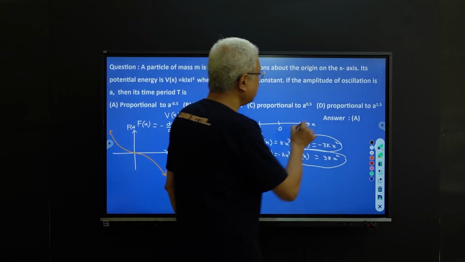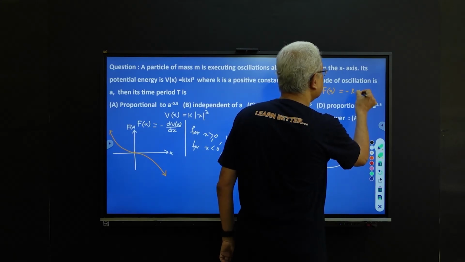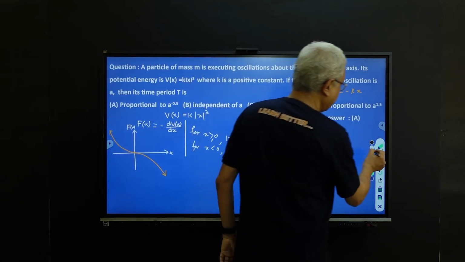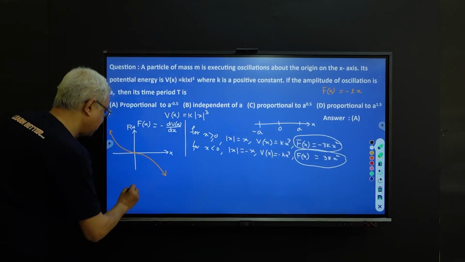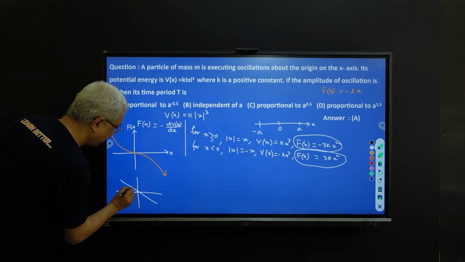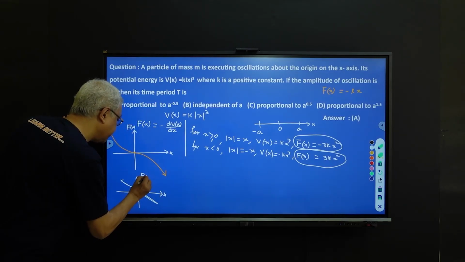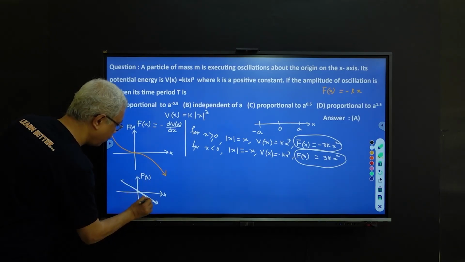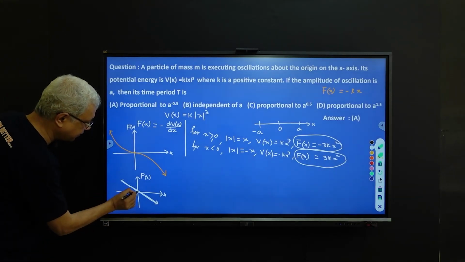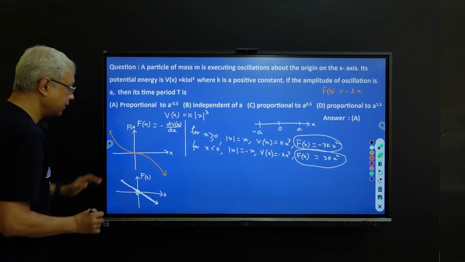In case of simple harmonic motion, you know Fx is minus kx. So in case of normal simple harmonic motion, if you recall, the force versus x curve is something like this. You recall that? Normal simple harmonic motion, but here it is a non-linear curve. It's passing through origin, obviously. So what is the character of this motion?